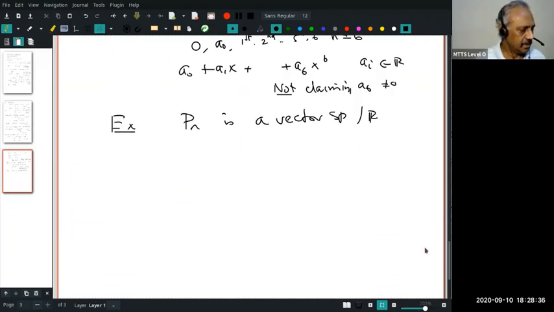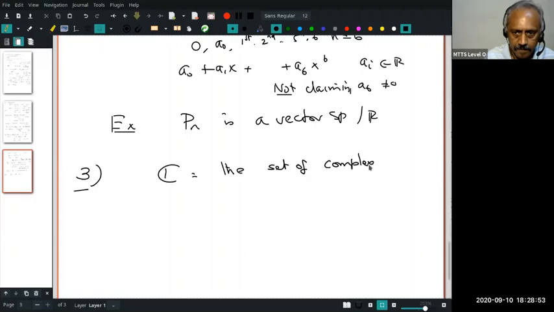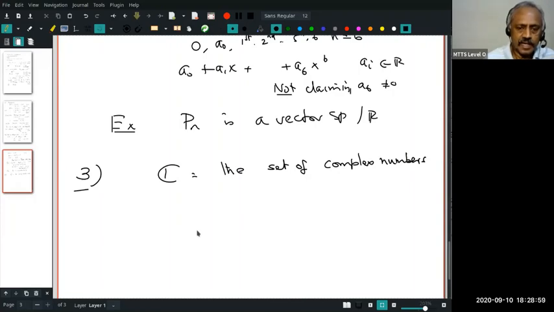Okay. Right, now let's look at a slightly different example, which is usually not done. Let us look at C, the set of complex numbers. I'm sure all of you have seen the set of complex numbers from your 12th standard. Right? I want to make it a vector space. If I want to make this a vector space, what do I have to do? I have to define what is addition.